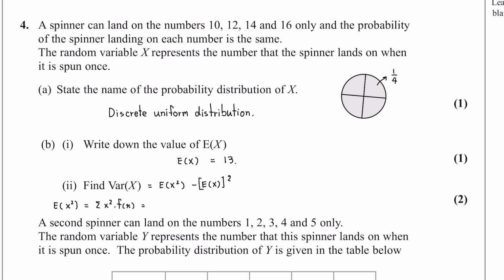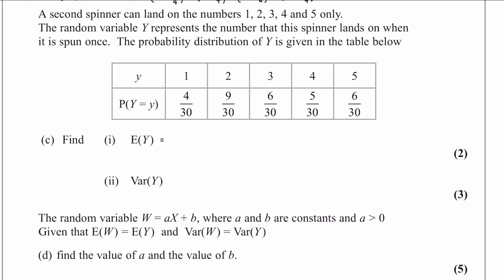So the first one, it will be 10 squared times a quarter plus 12 squared times a quarter plus 14 squared times a quarter plus 16 squared times a quarter, which is 174. So now we can find the variance, which is 174 minus the expected value squared, which is 13 squared. So the answer is 5. That's the answer.